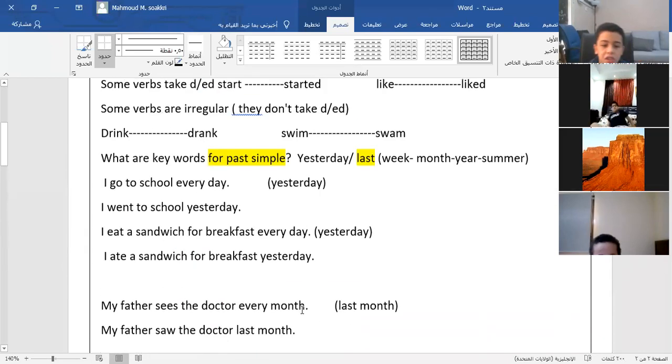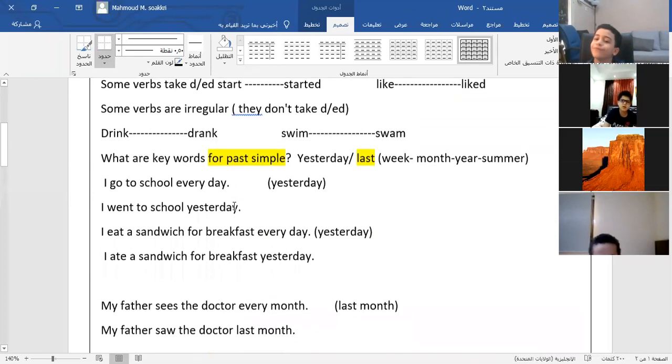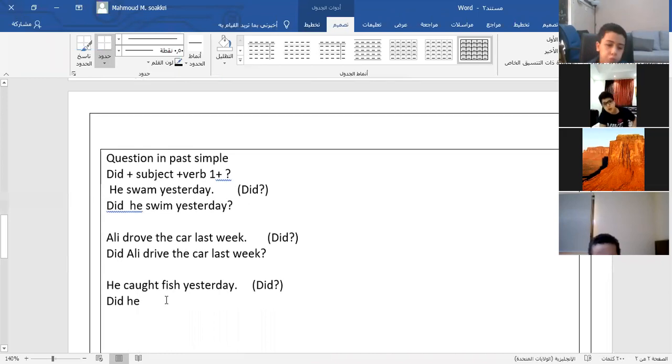But here we have the verb caught. Let's go to the table again. Caught is here. Can you see caught? Now we want the verb one from caught. What is the verb one from caught? Catch. Excellent. So we say, did he catch fish yesterday? Excellent, Yasin Ahmed. Thank you very much.